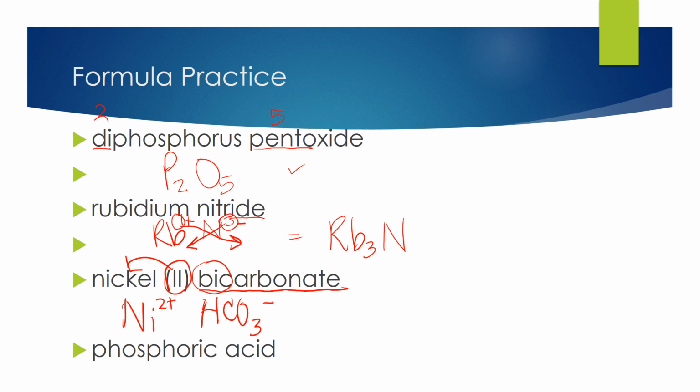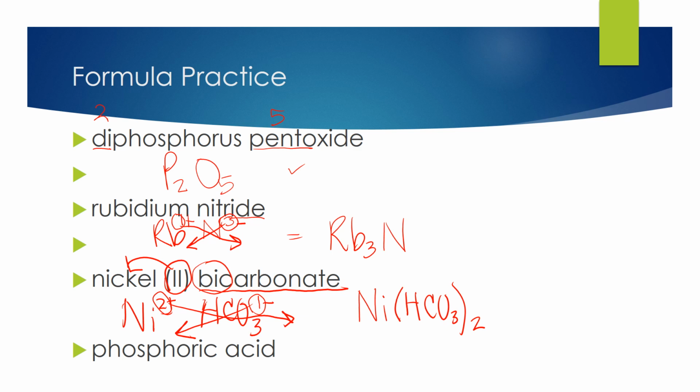So again, looking at just the numbers, crisscross applesauce. Ooh, this one's going to be complicated. I have 1 nickel, but now I need 2 of those bicarbonate ions. So because bicarbonate travels as a group, I have to put the 2 on the outside of parentheses.